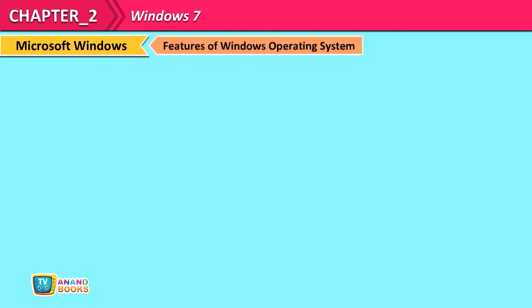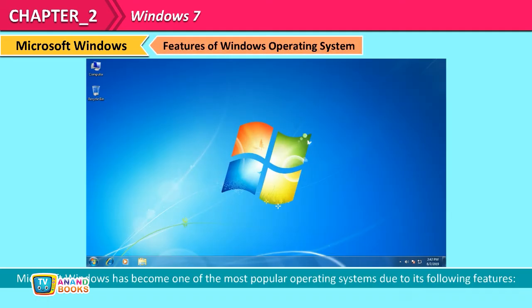Features of Windows operating system. Microsoft Windows has become one of the most popular operating systems due to its following features. MS Windows is a graphical user interface (GUI) operating system. Users do not need to remember text-based commands to operate the computer. It is user-friendly software. It allows users to work on many programs at the same time.